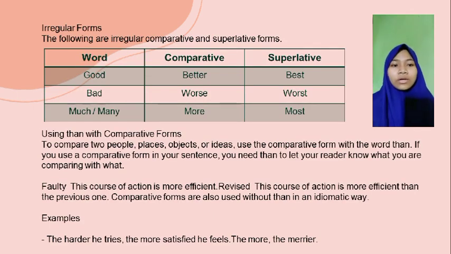And then irregular forms. The following are irregular comparative and superlative forms. For example, good: comparative better, superlative best; and bad: comparative worse, superlative worst. Much or many: comparative more, superlative most.